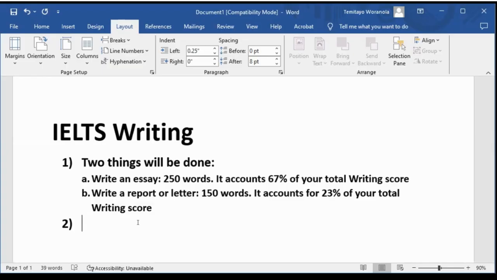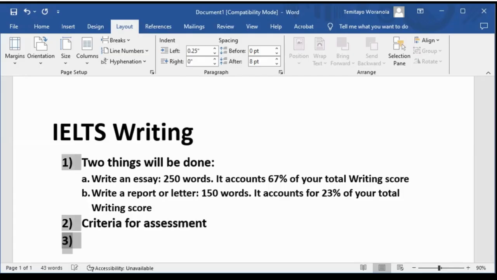Number two thing is letters or reports. If you are doing IELTS general, focus on letters. If you are doing IELTS academic, focus on reports. Now, like I said, my focus in this lesson is how to write good essays. Before I go into that, let me tell you that your essay, your letter and your report will be assessed using certain criteria. So let's go through the criteria quickly.